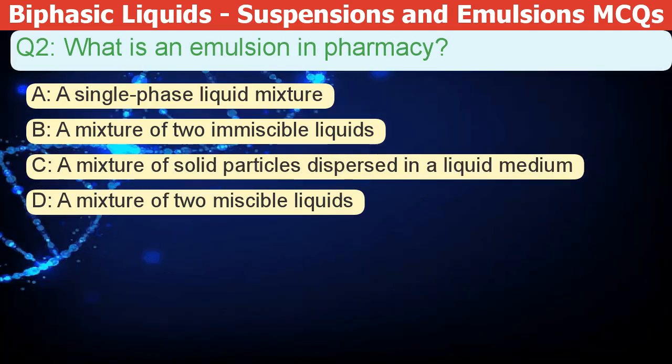What is an emulsion in pharmacy? A. A single-phase liquid mixture. B. A mixture of two immiscible liquids. C. A mixture of solid particles dispersed in a liquid medium. D. A mixture of two miscible liquids.